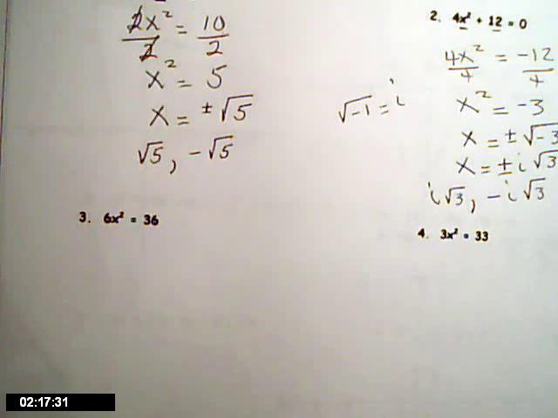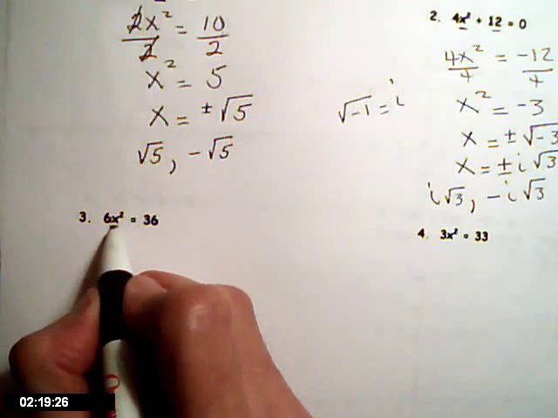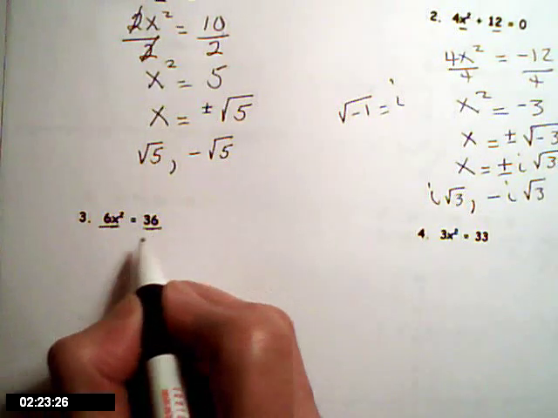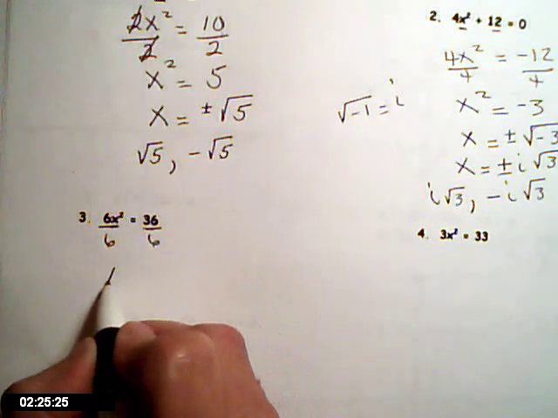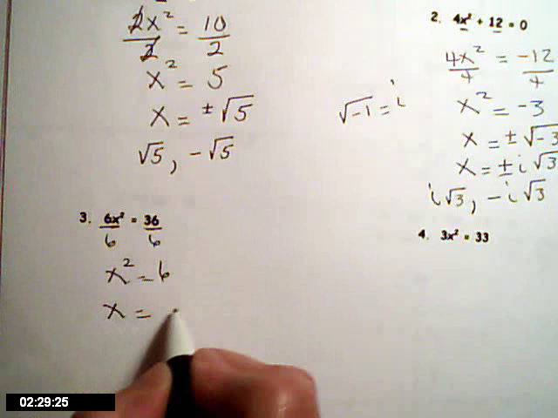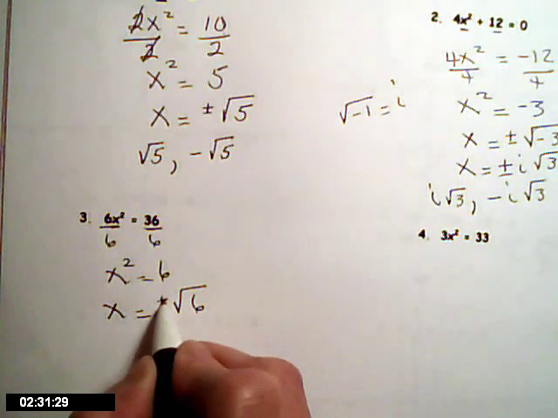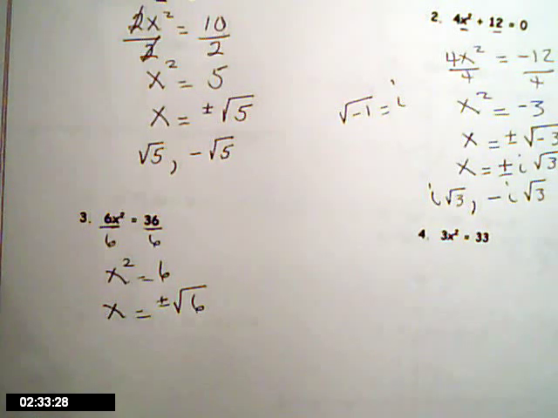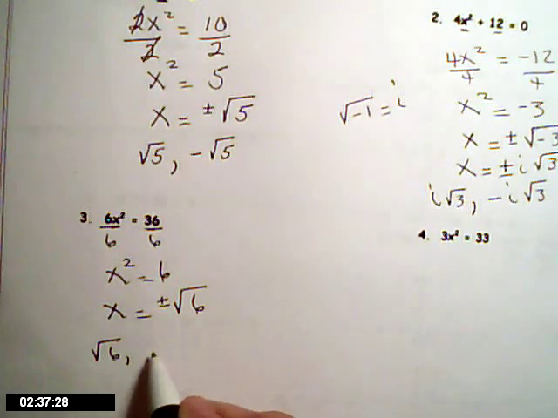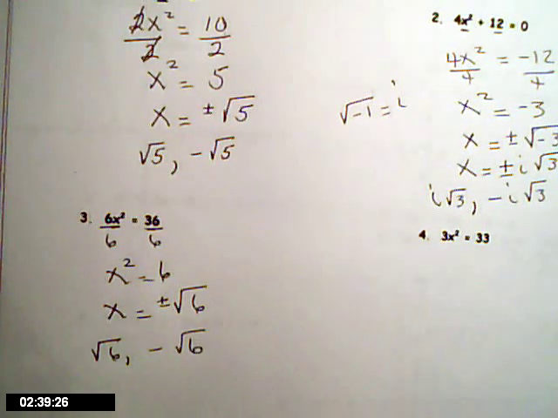Okay, let's do another. This one I have a square and I have a number. This is already set up good. All I have to do is get the square by itself. So x squared equals 6. Take the square root of both sides, and remember you have to have plus or minus, and then when you write your answers, it will be square root of 6 and negative square root of 6.